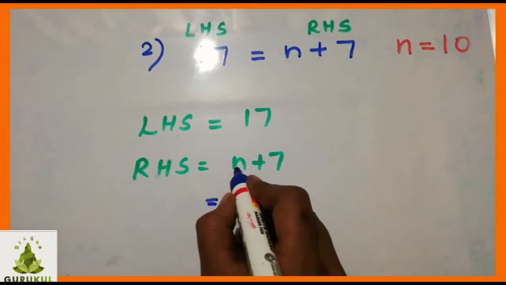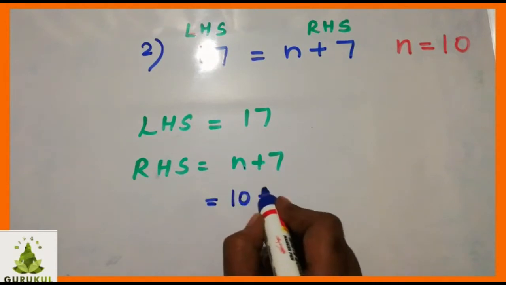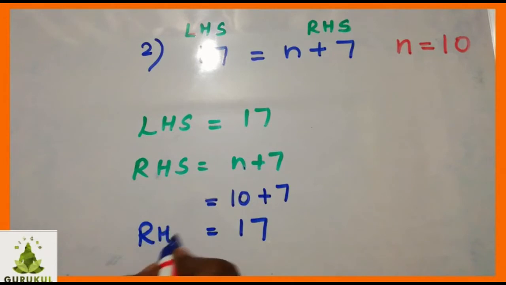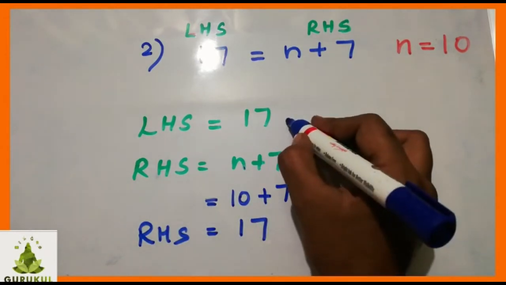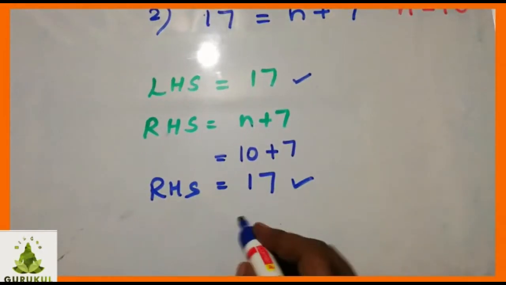I will put in the place of n, 10, and see. Check this. Now in the place of n, this is a variable, so in place of n you put 10. 10 plus 7 is equal to 17. Now see the RHS you got, n plus 7 is 17. 10 plus 7, 17. See this. This is the LHS. This is the RHS. Both are equal. Yes. So it is the solution. Yes, you have to write.